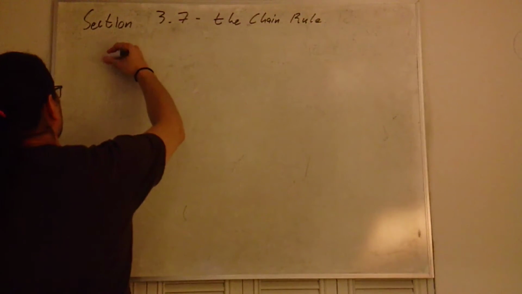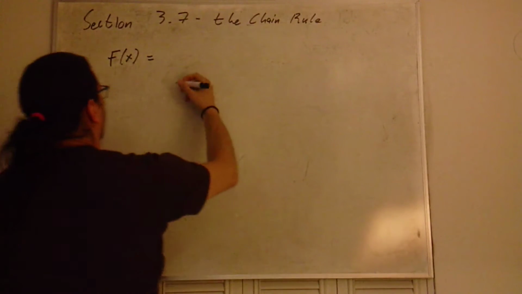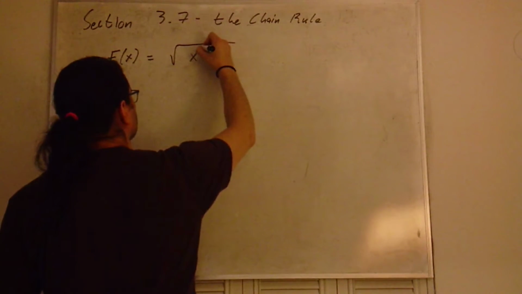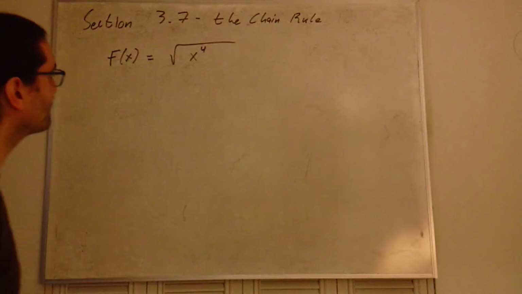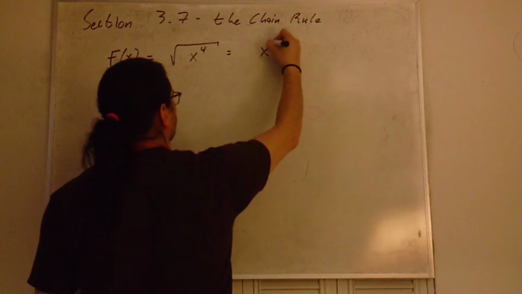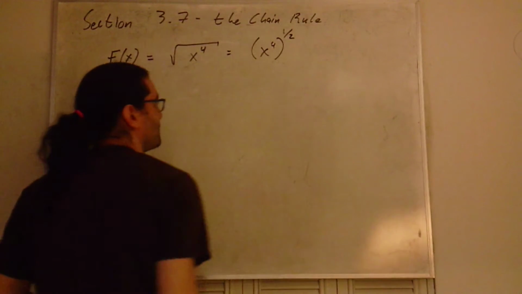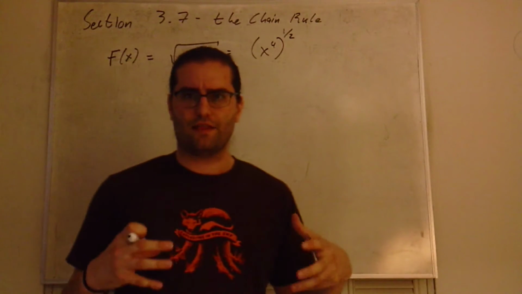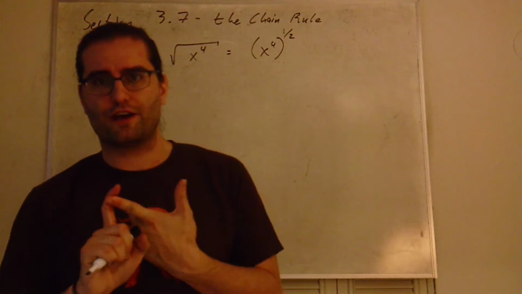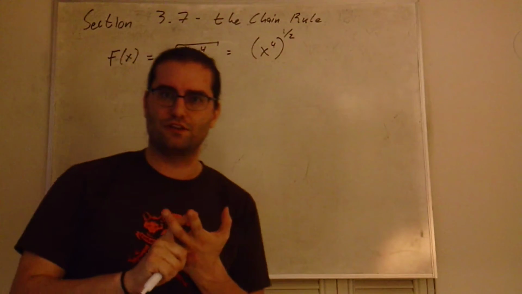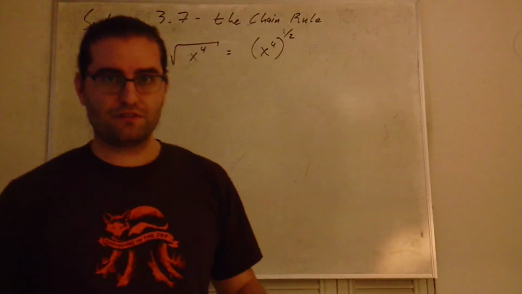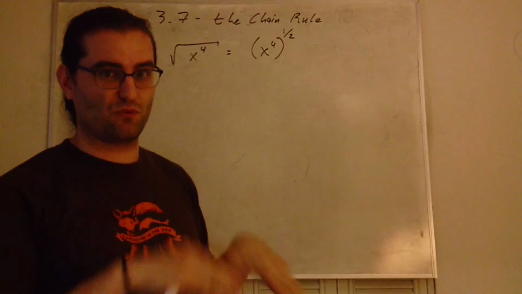Let's do something a little weirder. Let's do f of x equals, I'll say the square root of x to the fourth, which is the same as x to the fourth to the 1/2 power. A huge part of doing calculus at this stage is recognizing that radicals are fractional exponents and fractions can usually be written using negative exponents.